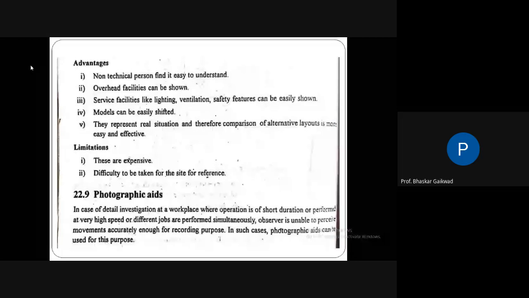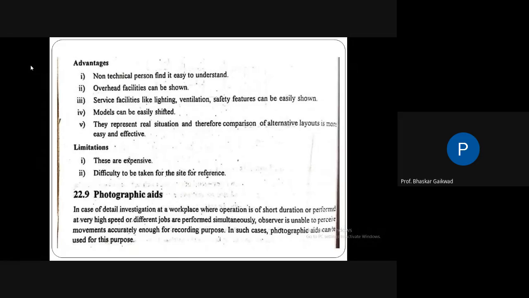A non-technical person finds it easy to understand. Means if the model is there, then the non-technical person can understand. Overhead facilities can be shown. In the models, whatever crane facilities and elevation parts are there, we can see them. Now, disadvantages related to models.